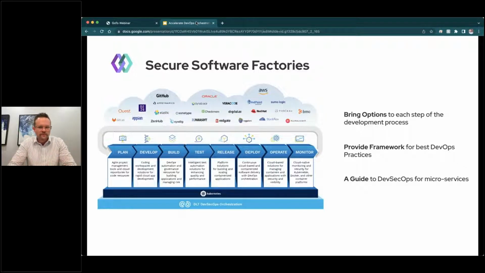Because as I mentioned before, the running narrative is the government's so far behind, I just need something I can get implemented now. For some organizations, some of them need to take smaller steps, but for some, they're just so far behind they have to start from scratch. So the idea of a secure software factory, and there are different definitions for it depending on who you talk to, was, again, to bring options to each step, bring the right vendor to each step, and provide a framework where DevOps practices can be facilitated.